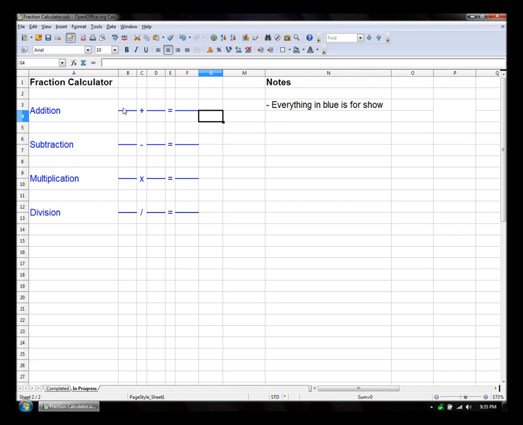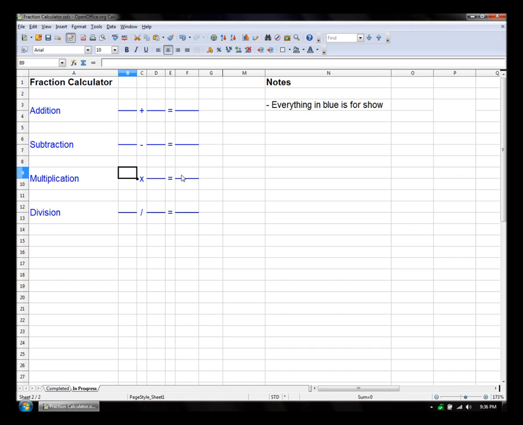What I mean by that is these operator signs don't do anything, they're just there to look pretty, so we know what's happening. And as well as these lines, they don't actually mean anything, they're just borders. So we're going to make a fraction calculator, and it's going to do the four basic operations: addition, subtraction, multiplication, division.